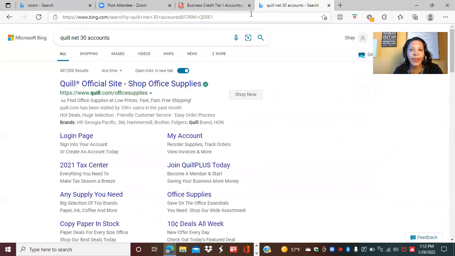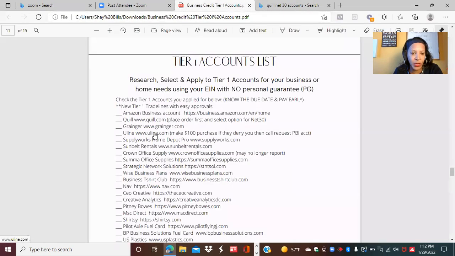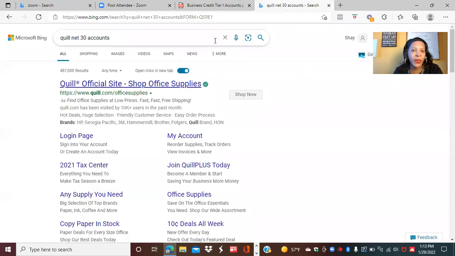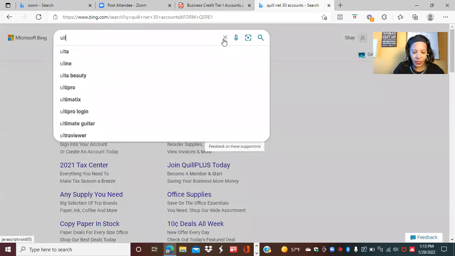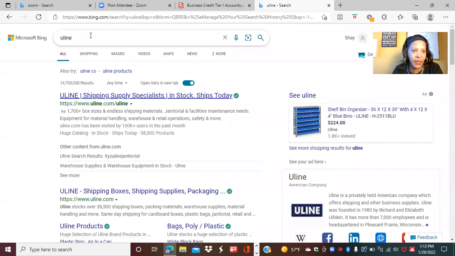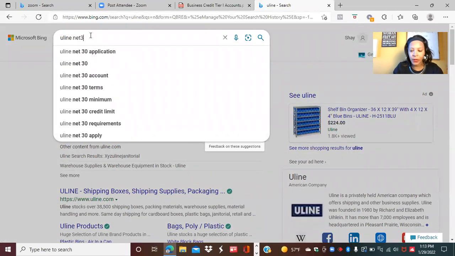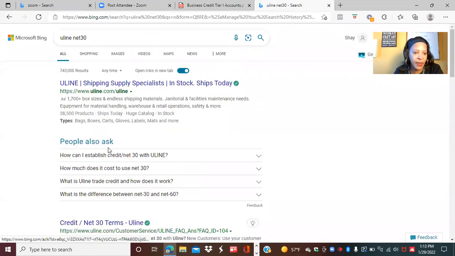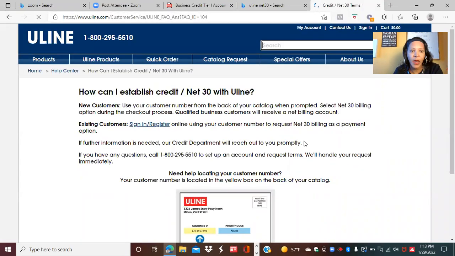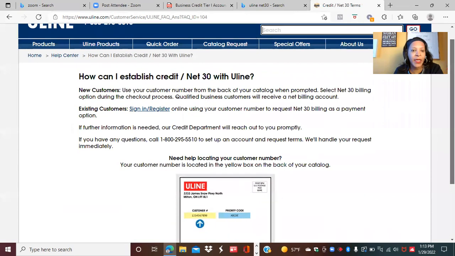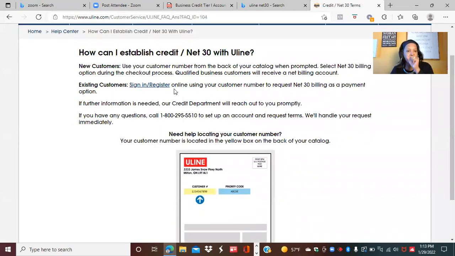Okay, thank goodness. So Quill is one, and then let's see about Uline. Uline is another popular one, guys. A lot of people do Uline because of ease of being approved. Just go ahead and type net 30 in there. All right, how can I establish credit net 30 with Uline? Then here it is. I'm going to sign in and register if I'm an existing customer or a new customer.